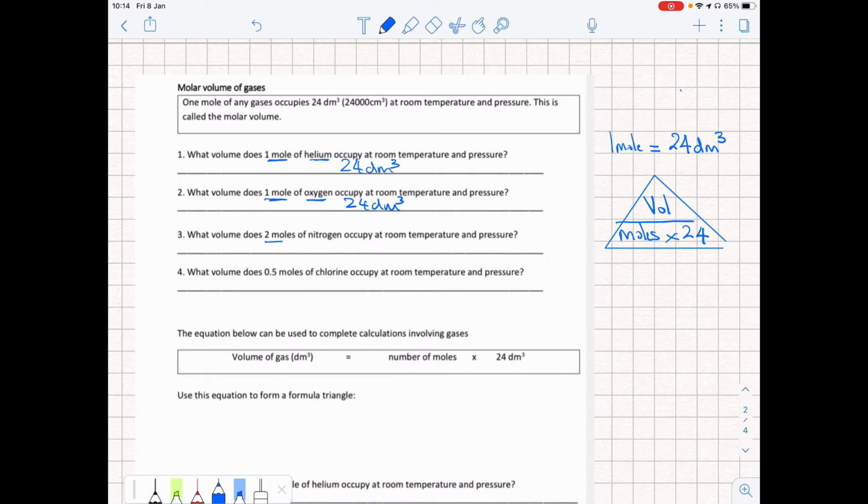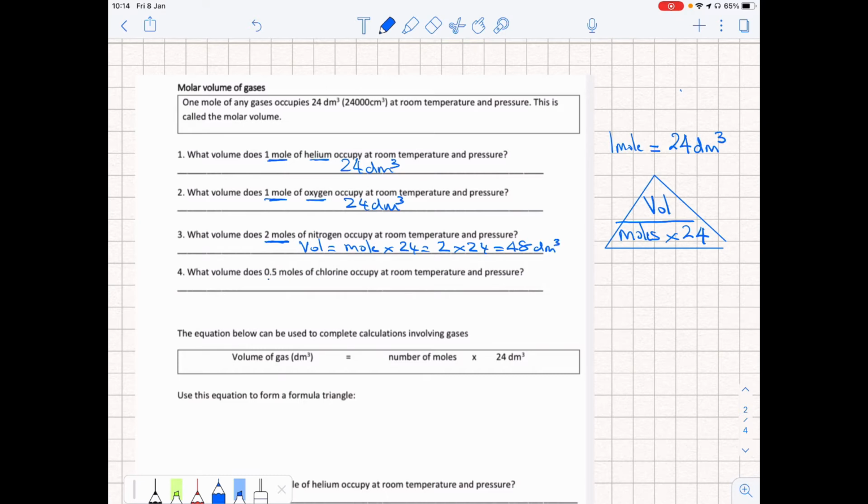Here we've got a slight change in that we have got 2 moles. So I want to know the volume. I can go to my triangle. I can say the volume is moles times 24. The number of moles in this question is 2. Times it by 24. That gives me 48 decimeters cubed of volume.